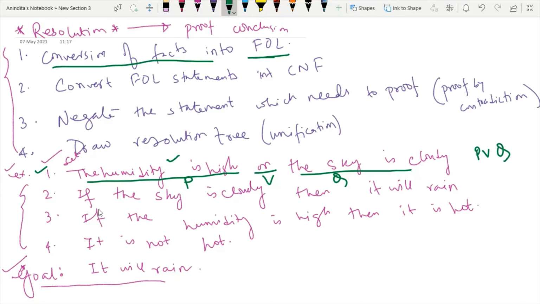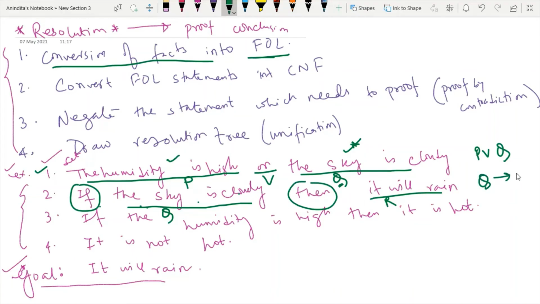Now come to the second fact. If the sky is cloudy, see here the sky is cloudy, this statement is considered as Q already. So this line, the sky is cloudy, will also be assumed as Q. And then it will rain. So this is the new statement. It will rain, I consider it as R. Now since we have if and then, I will write it as Q implies R. Means if the sky is cloudy, if Q, then R.